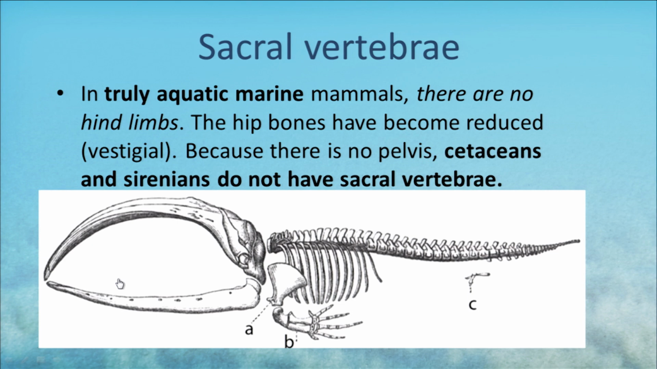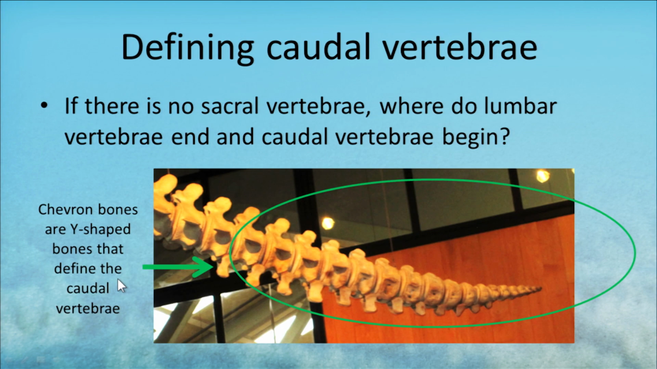So sirenians and cetaceans do not have sacral vertebrae, which poses this question: how do you define the transition between lumbar and caudal vertebrae? So that poses a really interesting question. If there's no sacral vertebra, where do the lumbar vertebrae end and the caudal vertebrae begin? And the answer actually comes in a new set of bones that are not found in humans, but are found in many mammals, and those are called chevron bones.